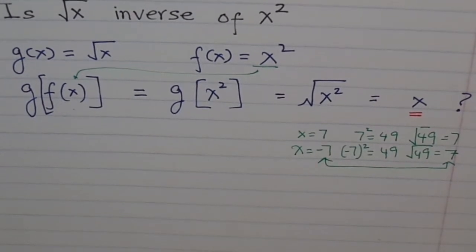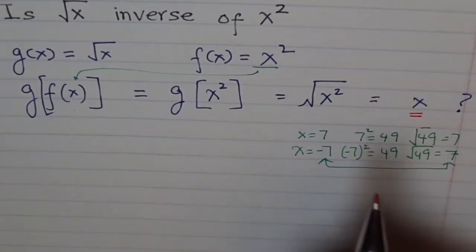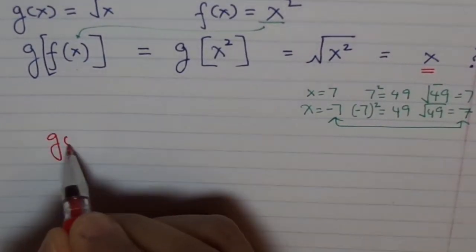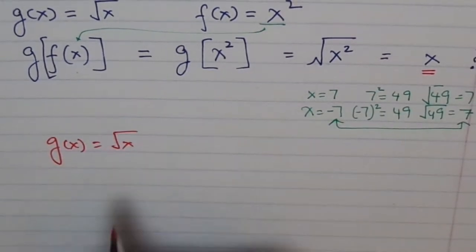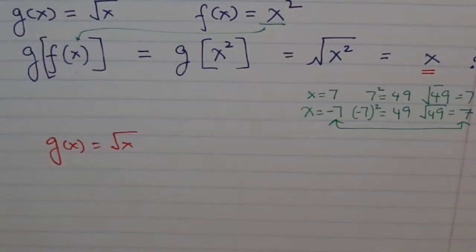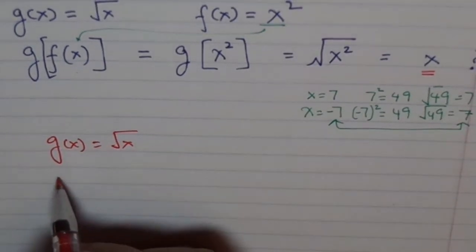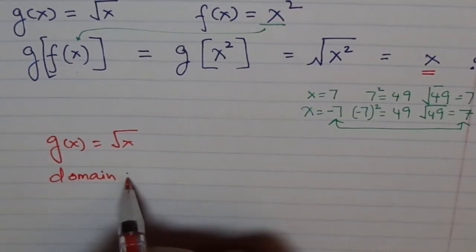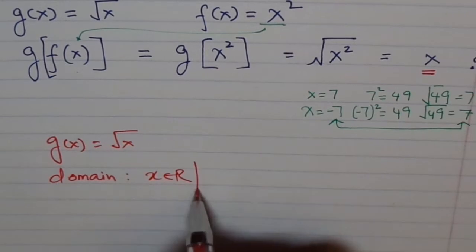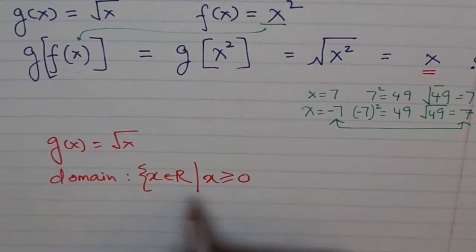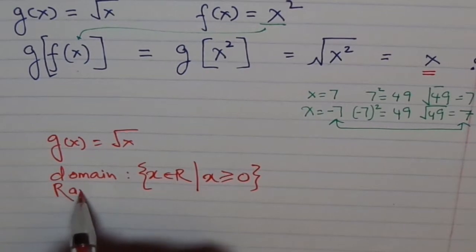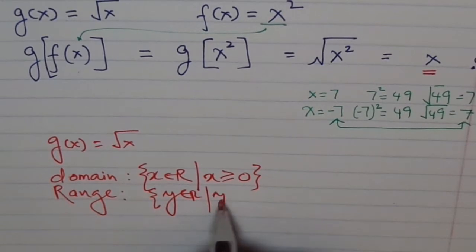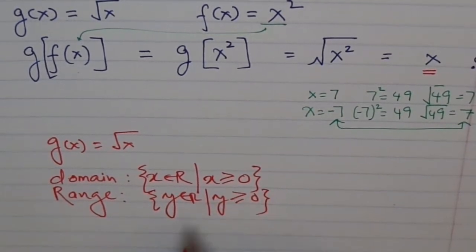Now here, I'd like to explain in a very different way. When you are given g(x) equals, let's go fresh now, g(x) equals square root x, the first thing you should note is, what is the domain and range of this function? Domain of this function is x belongs to real numbers where x is greater than or equal to 0, correct? And the range of this function is y belongs to real numbers and y is greater than or equal to 0, correct? Do you agree with me?